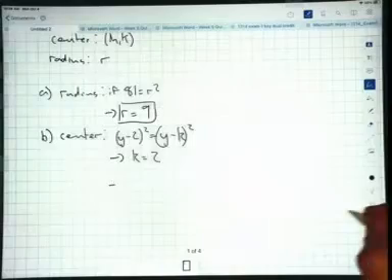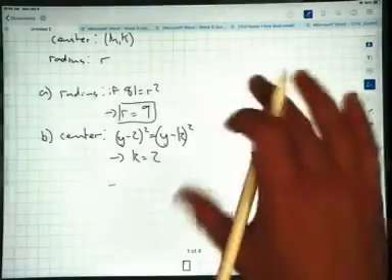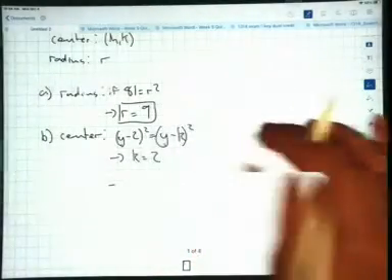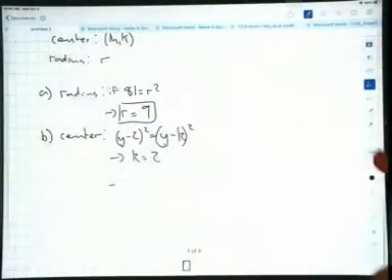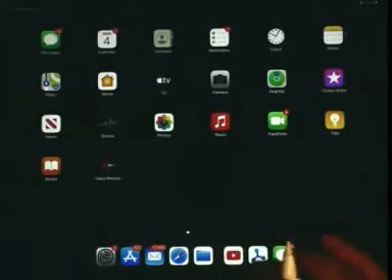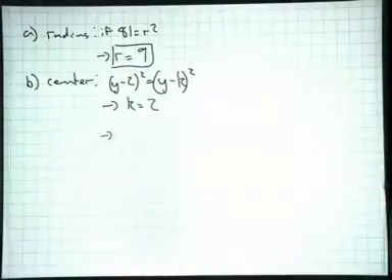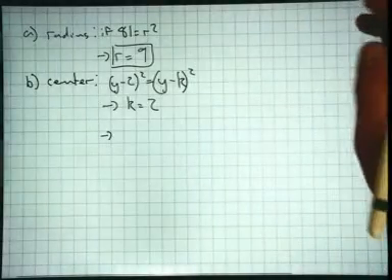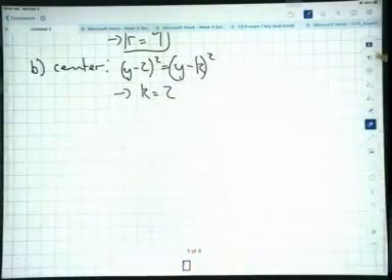Now, for the, what is it, x, oh, come on, iPad. Sometimes it just likes to freeze up on me. Okay, back in business.